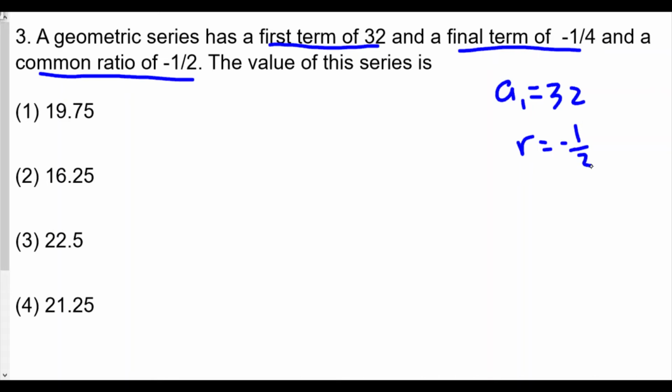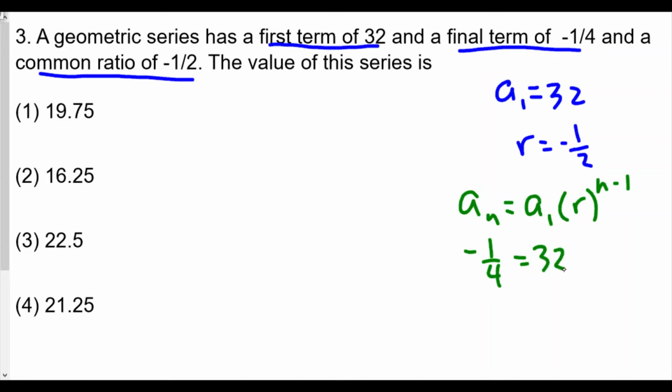To find this, we're going to use our other formula, our nth term formula, where a sub n is equal to a1 times r to the n minus 1 power. We don't know what the n value is, but we do know the last term is negative 1/4, and our first term is 32. And we definitely have our r value of negative 1/2, which I'm going to rewrite as negative 0.5, and that's raised to n minus 1. So the very first thing I want to do is divide both sides by 32.